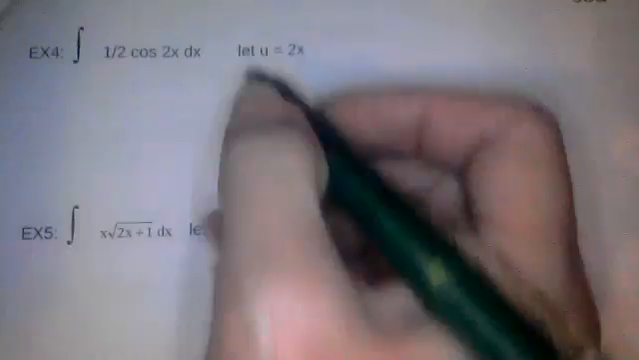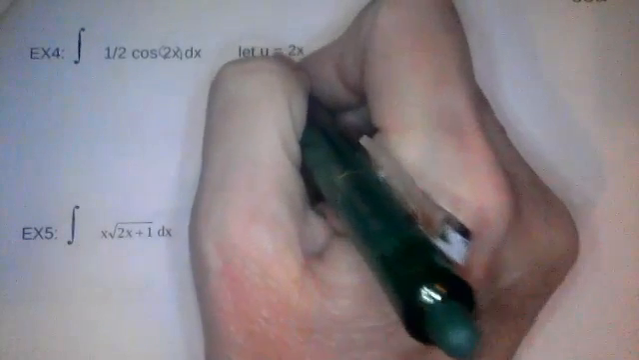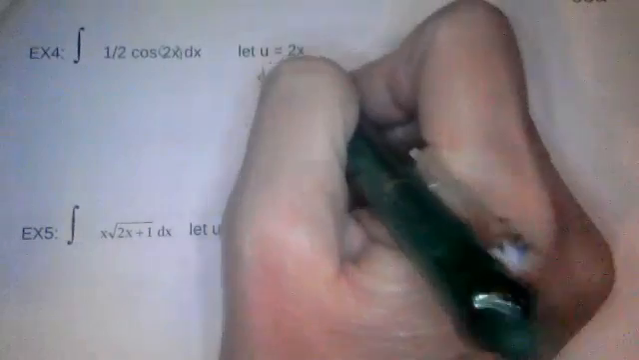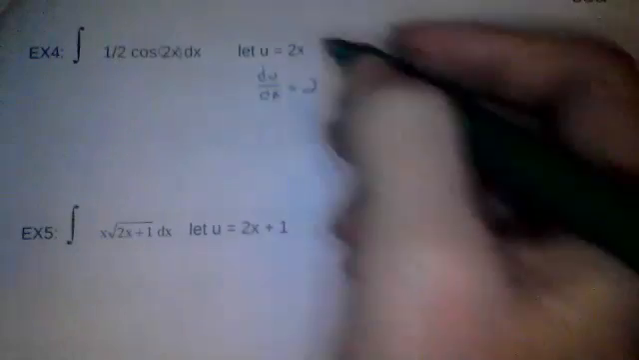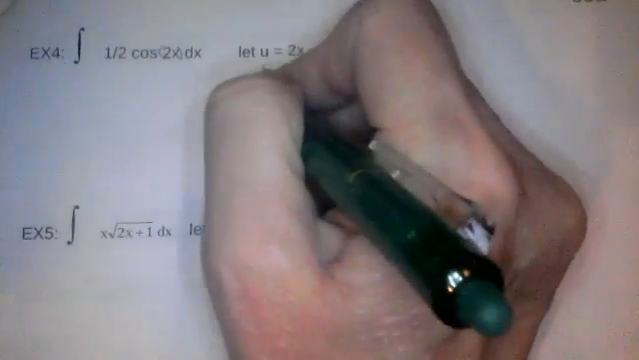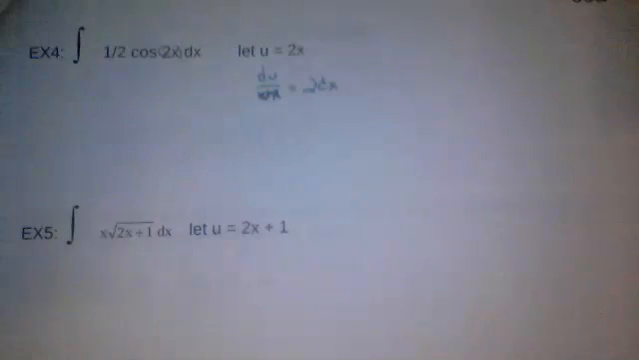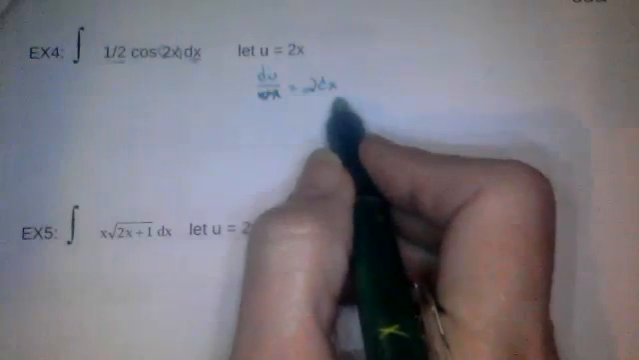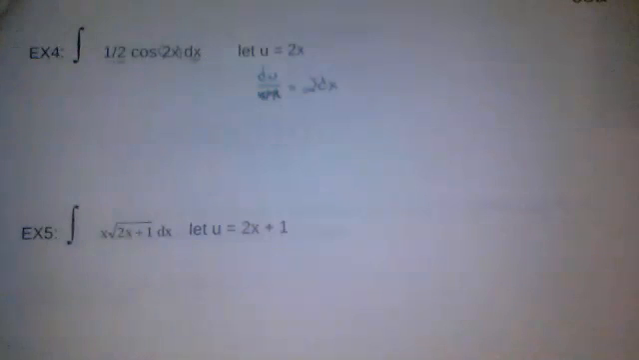All right, in example 4, they've chosen for U to be the 2x, the inside of our trig function. So when we take the derivative, we get du dx equals 2. So if I multiply by the dx and move it to the other side, I get du equals 2 dx. But if we look at the problem, we've got a 1/2 dx, but we don't have a 2 dx, so this one doesn't match up. So we're going to do some manipulation here to make it match.